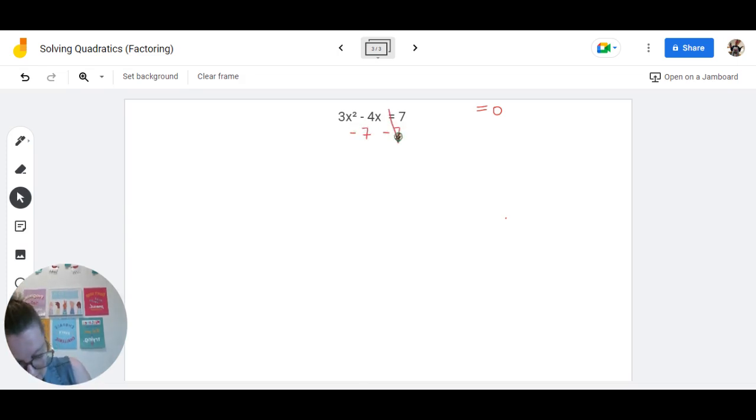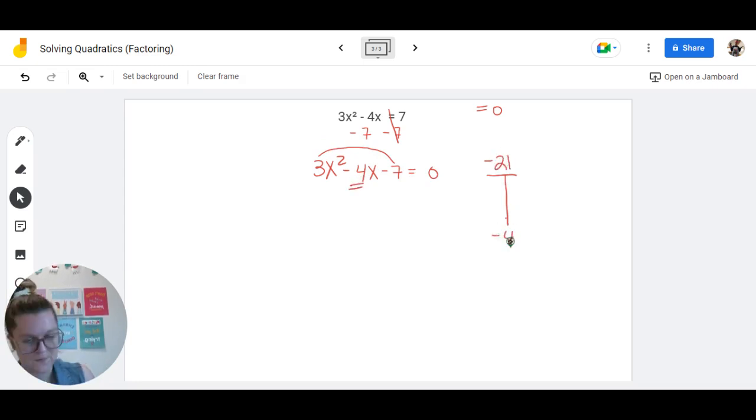So because that's a positive 7, I am going to subtract 7 on both sides. So they'll cancel on the right. On the left, I can't combine a number with any of the x's, so I'm just going to tack it on at the end. Okay, y'all know the drill. We're going to multiply first times last. So 3 times negative 7 will give me a negative 21, and the negative 4 is going to go at the bottom. All right, factors of 21, 1 times 21, and 3 times 7.